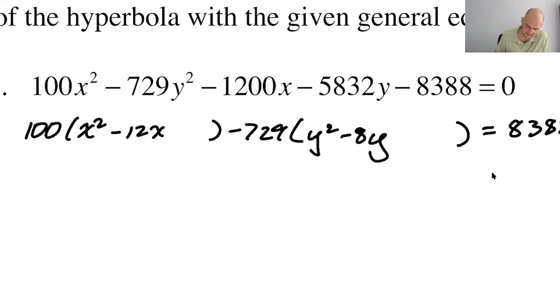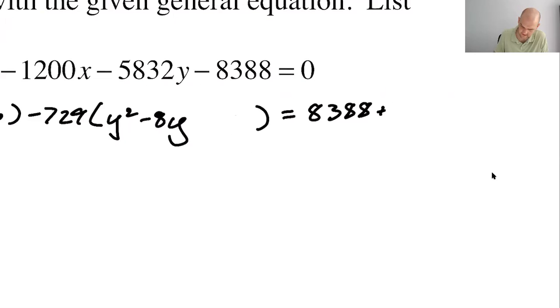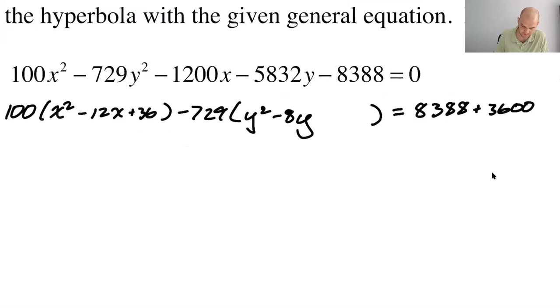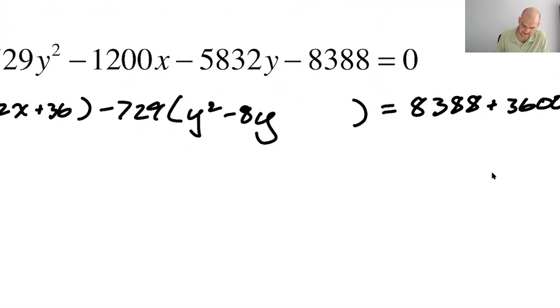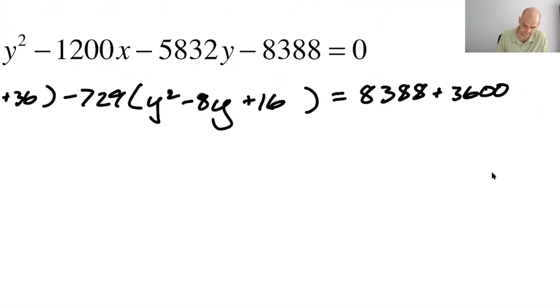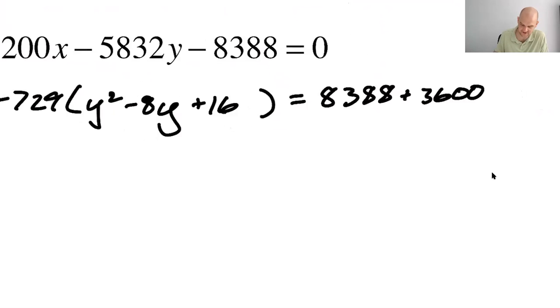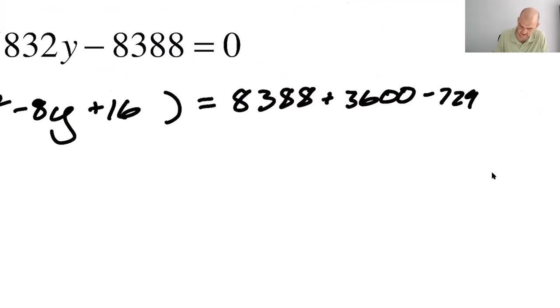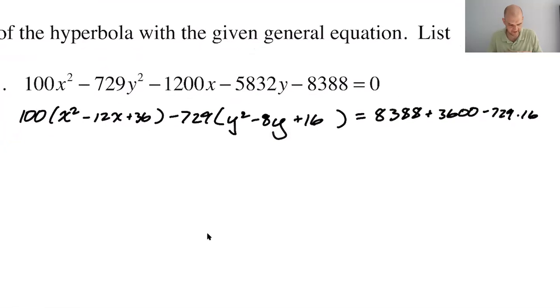Negative 12 divided by 2 is negative 6 squared is plus 36. So over here, we really added 3,600. That's big. And then here, divide negative 8 by 2, you get negative 4 squared, so plus 16. Oh my gosh. But really, it's negative 729 times 16. So I'm just going to write minus 729 times 16. I'm definitely using a calculator for that because I don't want to spend all day here, you know? 8388 plus 3600 minus 729 times 16. I got 324. Oh, not integers. Yuck.